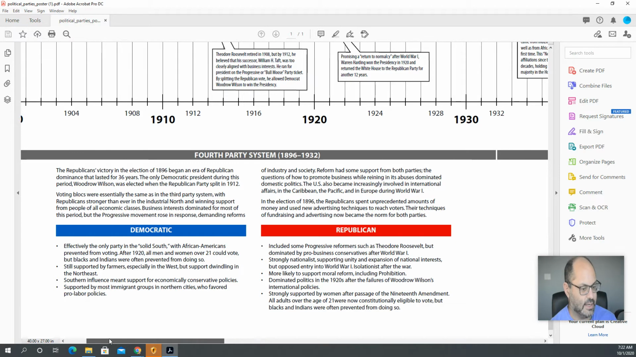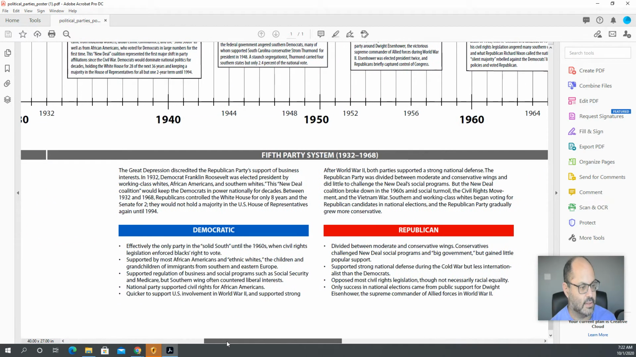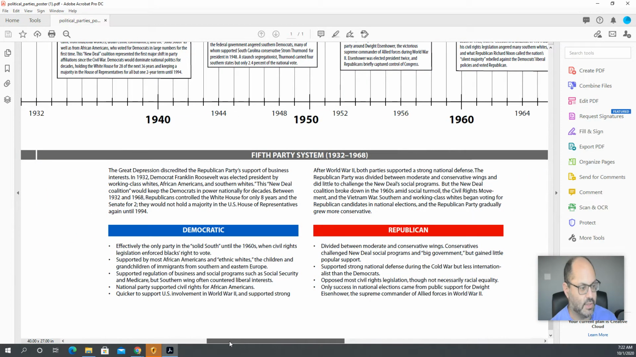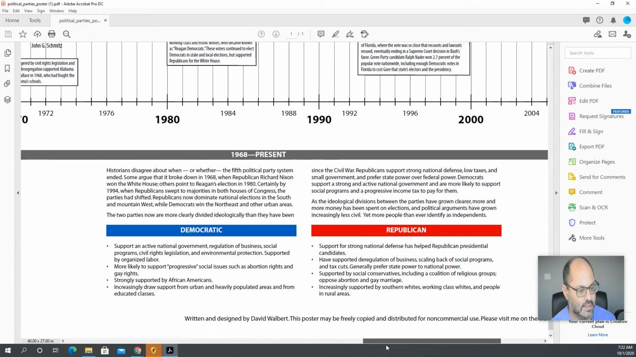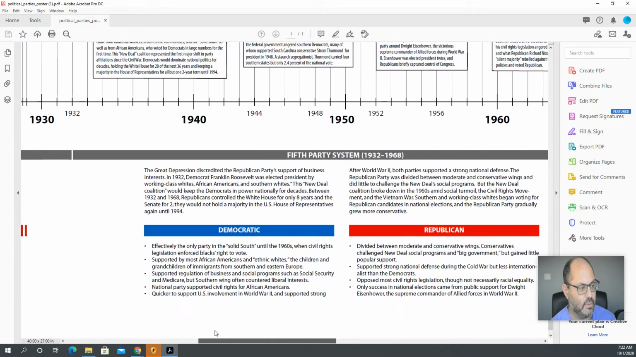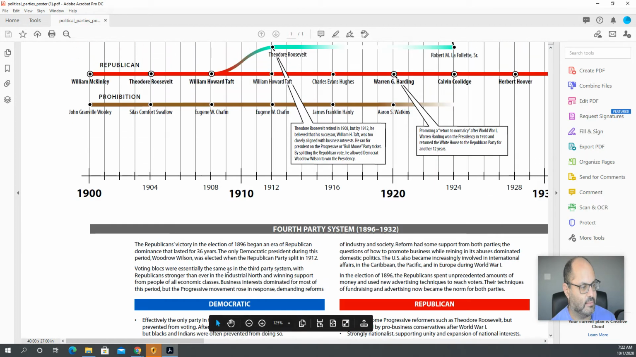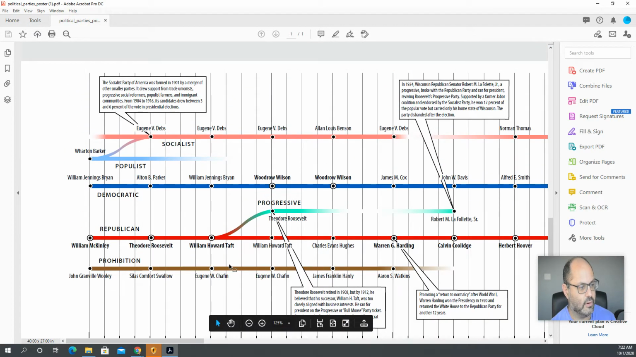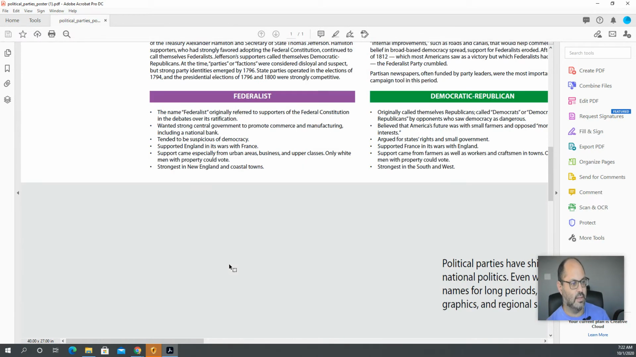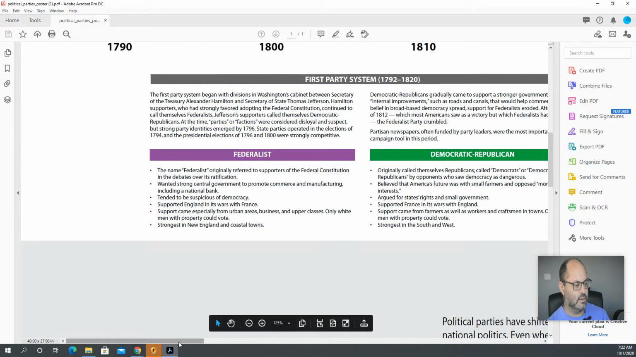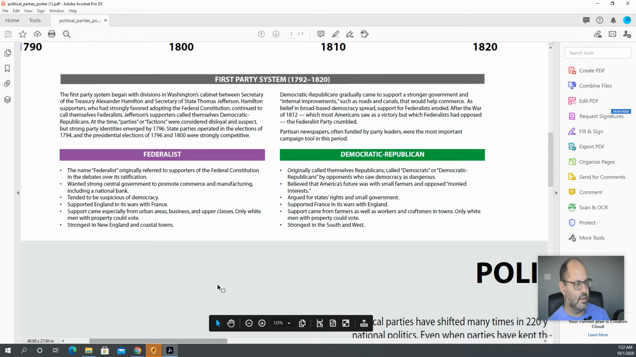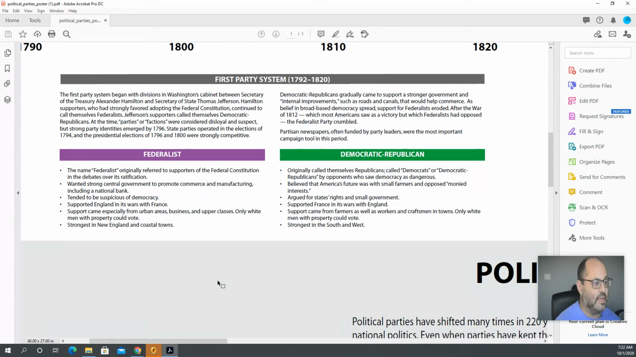Once after the 1896 election, once after the 1932 election, and then once after the 1968 election. So political parties, as we know them, have shifted major times. I'm going to go over just the party systems and what actually is the difference between these parties politically in each of the different party systems. I won't go over it in detail, but just give you a broad overview of what's going on. I think this will help you understand all of American history if you look at this chart.